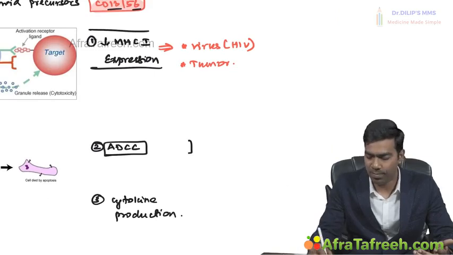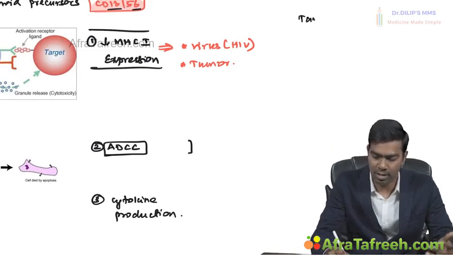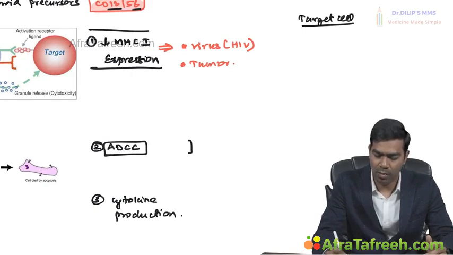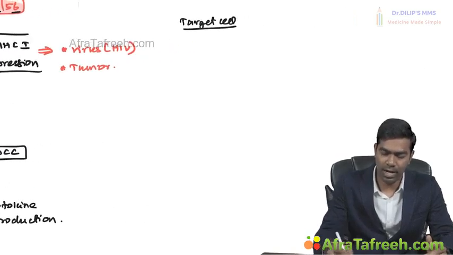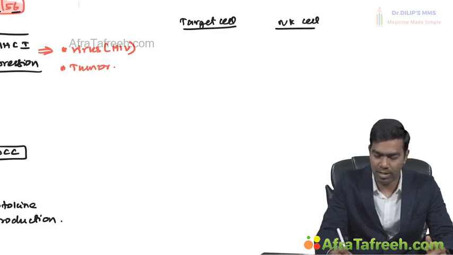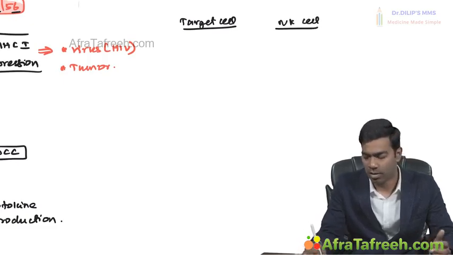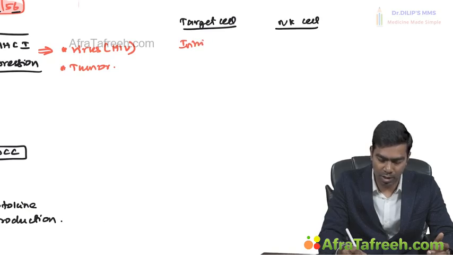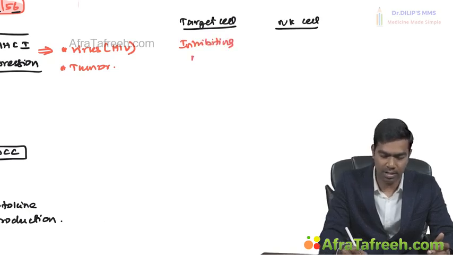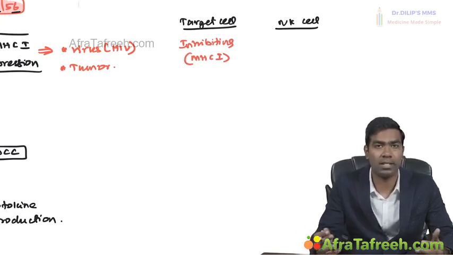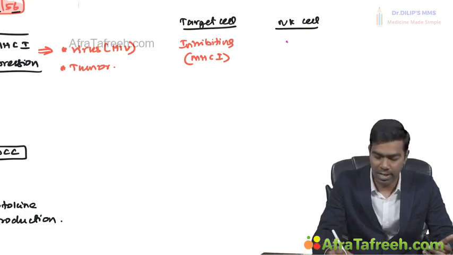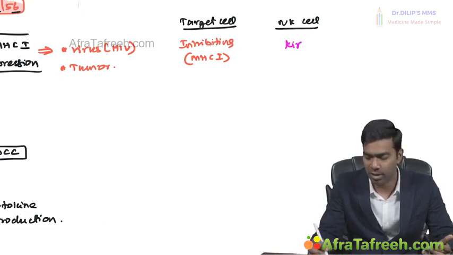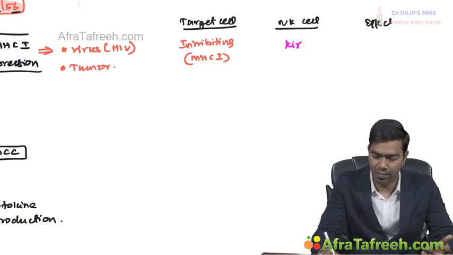Naturally you have the target cell, and second you have your NK cell. What are the receptors that activate and inhibit them? First, the important inhibiting ligand on the target cell is MHC class 1. If MHC class 1 is present, it inhibits the NK cell so that the killing will not happen. On the NK cell side, you have a receptor called KIR, and if this recognition happens, the net effect on the NK cell will be inhibiting action.